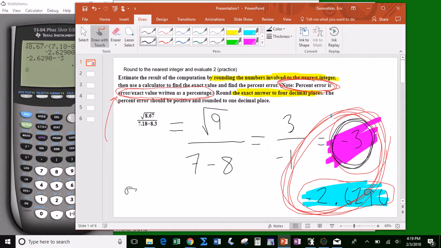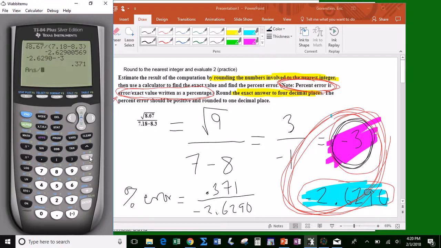So the percent error should be 0.371, the difference between those first two answers, divided by what we're supposed to get. A percentage describes how big something is relative to something else. So this percent error is telling us how big the error is in our estimation relative to what we're supposed to get. So we'll divide that by the negative 2.6290. As always, sorry for my handwriting. It's hard writing on this vertical screen.